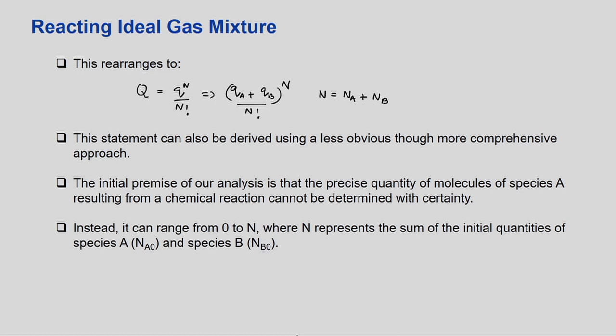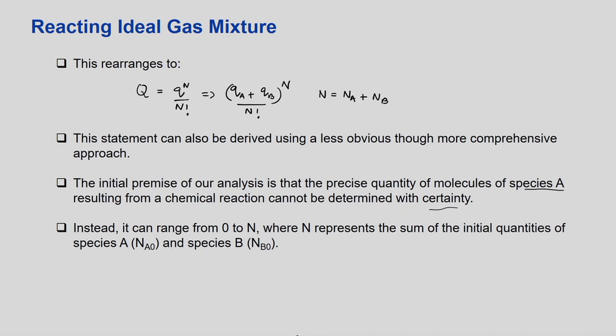Now this statement can also be derived using a less obvious but more comprehensive approach. The initial premise of our analysis was that we need to know the precise quantity of molecules of species A resulting from a chemical reaction, but it cannot be determined with certainty. At an instant of time you may have Na and Nb, and they can be of any value. Let's say Na plus Nb is fixed at 10 molecules. You can distribute 10 in many ways. You can have 1 molecule of A and 9 molecules of B, or 2 molecules of A and 8 molecules of B, or 3 molecules of A and 7 molecules of B. There may be many such possibilities depending upon time.